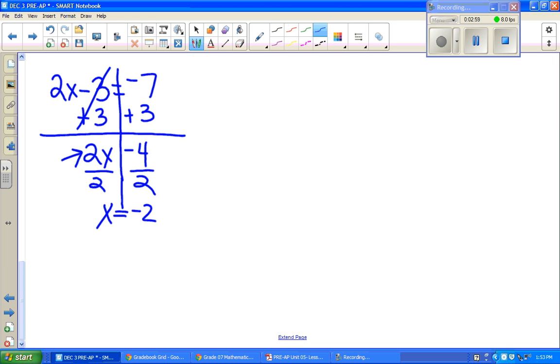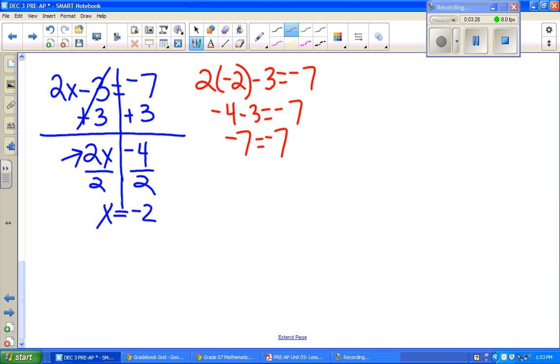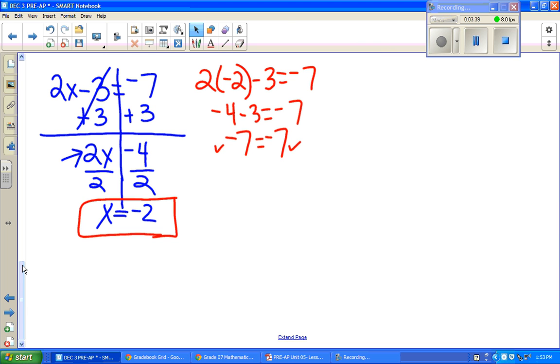Okay, but I'm not finished. Just because I have an answer, I am not finished. I have to go back and evaluate x at negative 2 to see if it works in my equation. So in doing that, I am going to say 2 times negative 2, substituting that for my x, minus 3 equals negative 7. 2 times negative 2 is negative 4, minus 3 equals negative 7. We're looking good. Negative 4 minus 3, negative 7 equals negative 7. I have balance. I have negative 7 on this side, I have negative 7 on that side. Therefore, without a shadow of a doubt, 100% certainty, x equals negative 2 is my correct answer.